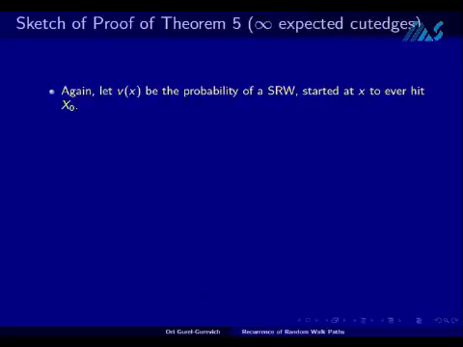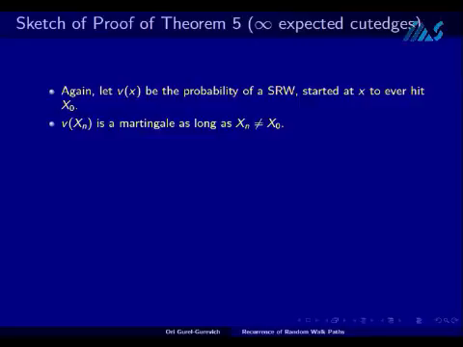So theorem 5 is the fact that the expected number of cutedges is always infinite. And this is actually true for any Markov chain, not just a reversible one. But let's for the moment assume that this is a simple random walk, a reversible Markov chain. And again, we have V of x, the probability to hit x0. So V of x_n is actually a martingale as long as we don't hit x0. This is trivial because V is a harmonic function, straight from the definition.